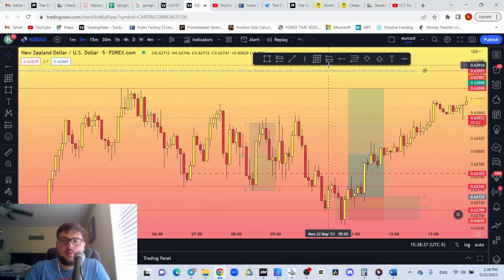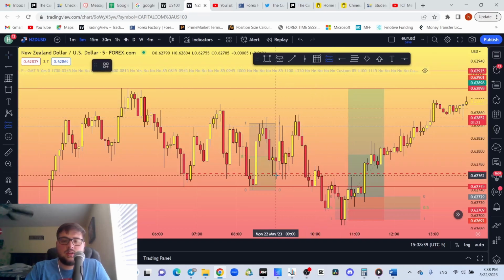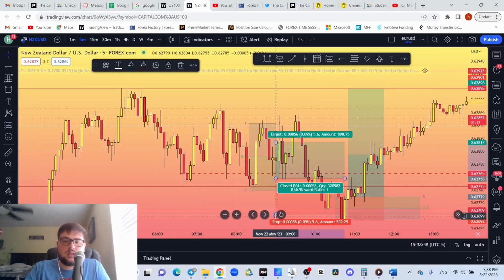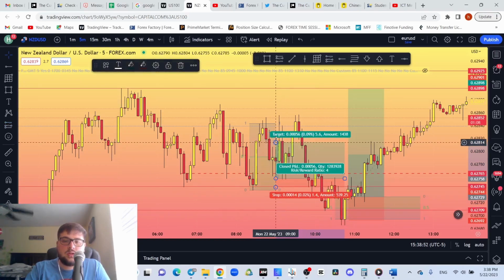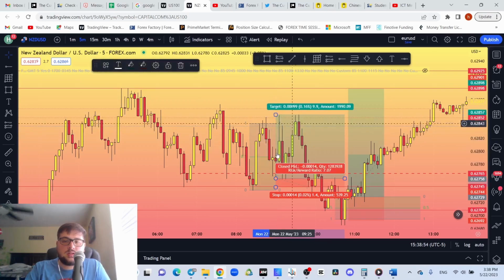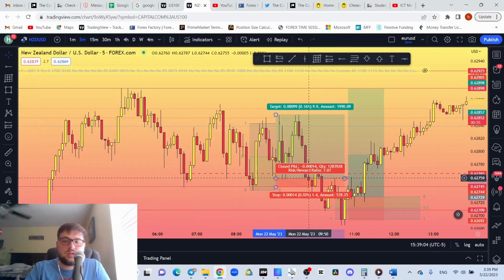And then we actually got the pullback down into this area, which is what I wanted to see. This would have been the best entry, obviously, but I didn't get right there because I had multiple accounts I was trading. So there were some entries that I got down here, or it might have been a little bit more up from here, but this would have been a 1 to 7 right there. So this was essentially the trade that I took.